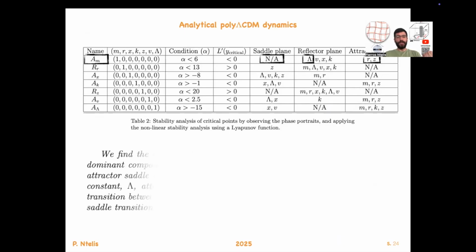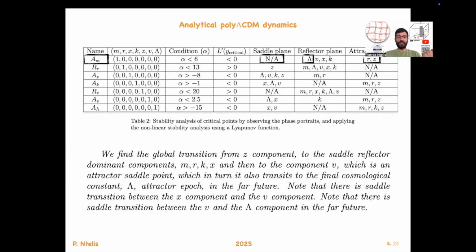an attractor. Therefore, we conclude that we can find the global transition from Z component to the saddle reflector dominant components, matter, radiation, curvature, and X, and then to the component V, which is an attractor saddle point, which in turn is also transits to the final cosmological constant, which is an attractor epoch in the far future. Note that there is a subtle transition between the X component and the V component, and there is a subtle transition between the V and the lambda component in the far future.